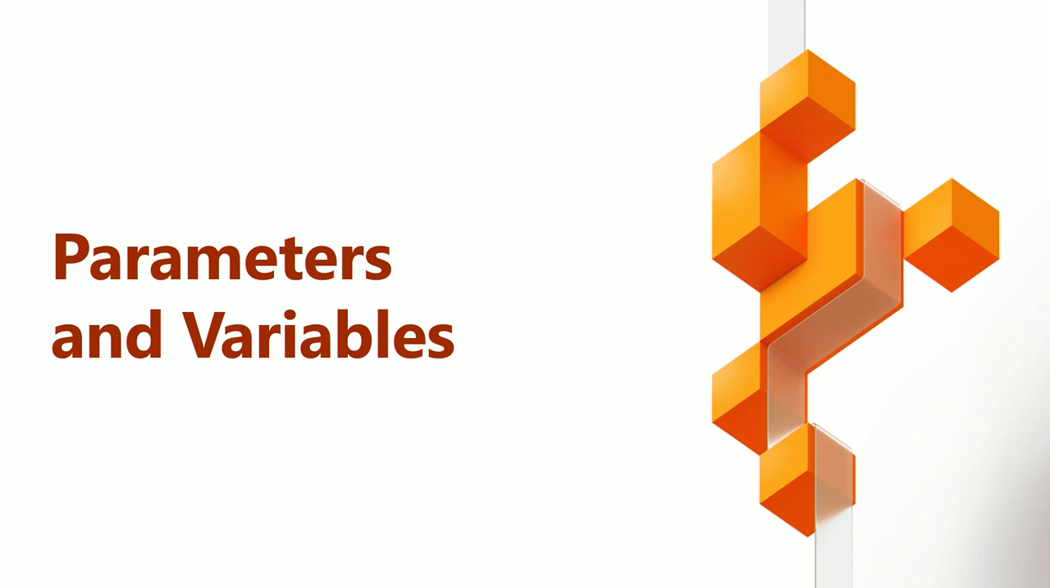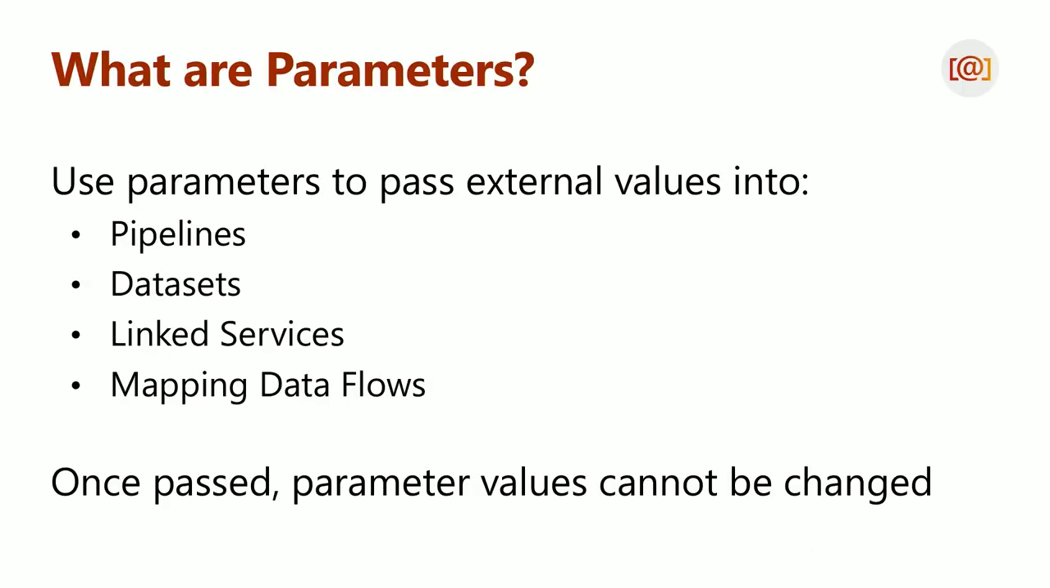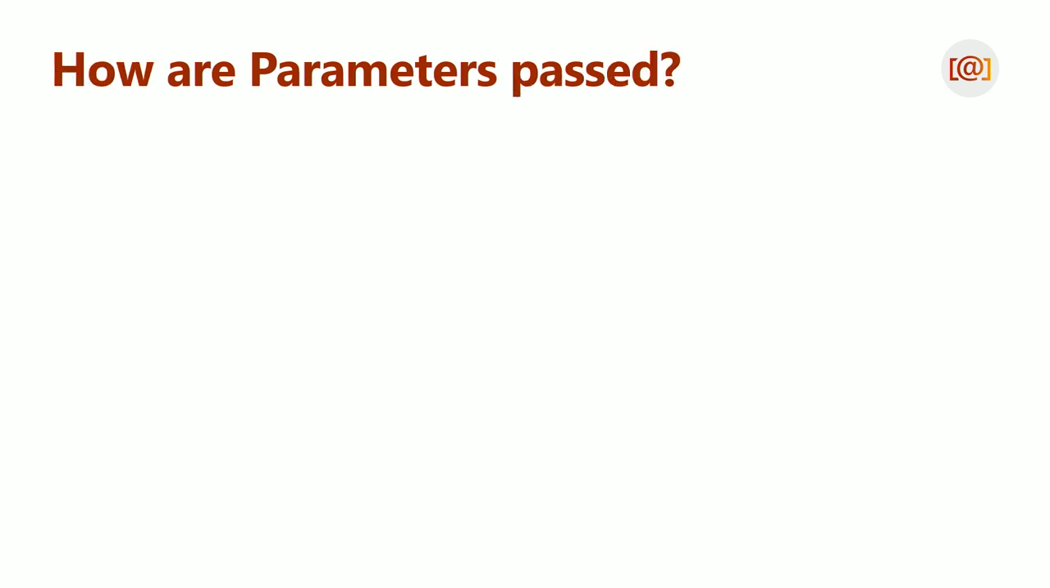So first up, parameters and variables. Parameters, like I said, are a way to pass external values into your data pipelines. And once passed, those parameter values cannot be changed. So it's just a one-way passing of some kind of value into your pipelines, datasets, linked services, or mapping data flows. And like I mentioned, they're passed in one direction. So if you want to create an entirely dynamic solution from start to end, you need to create these parameters on all these different steps.